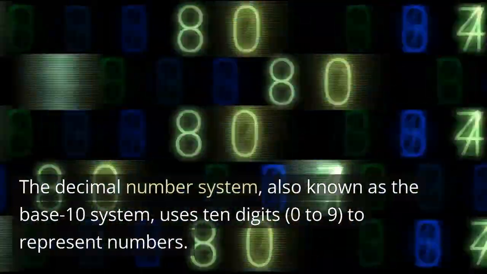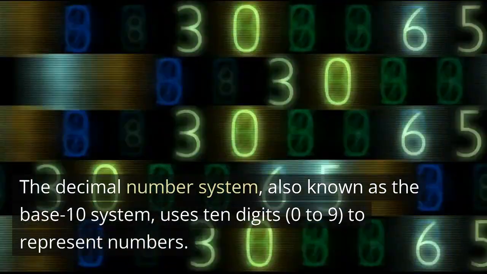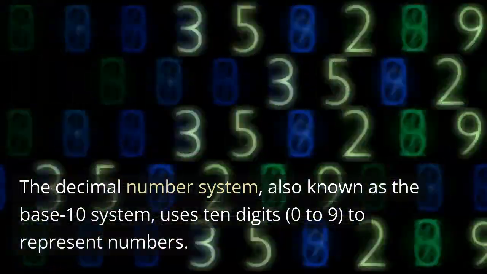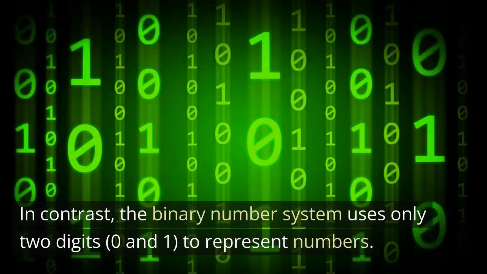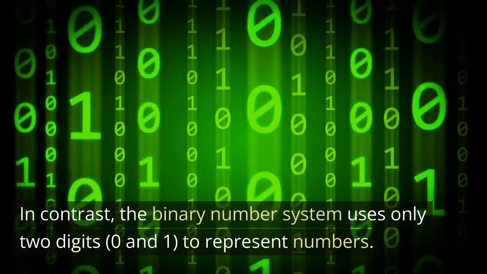The decimal number system, also known as the base 10 system, uses 10 digits, 0 to 9, to represent numbers. In contrast, the binary number system uses only two digits, 0 and 1, to represent numbers.